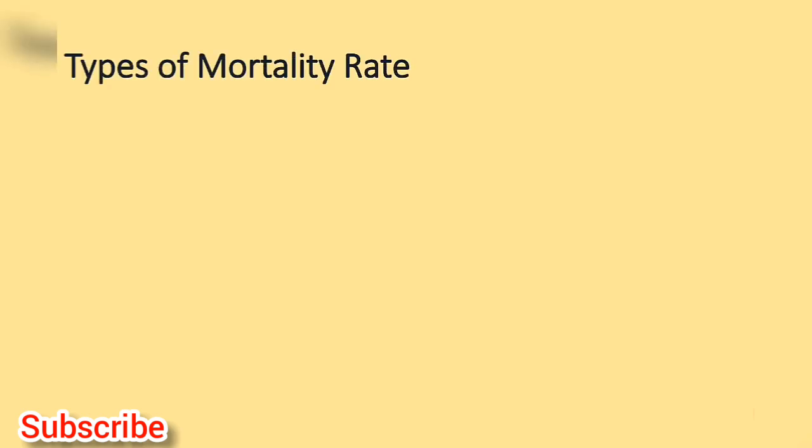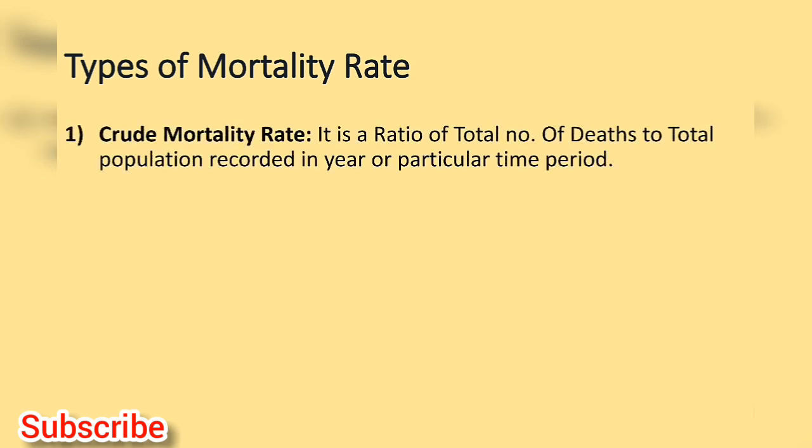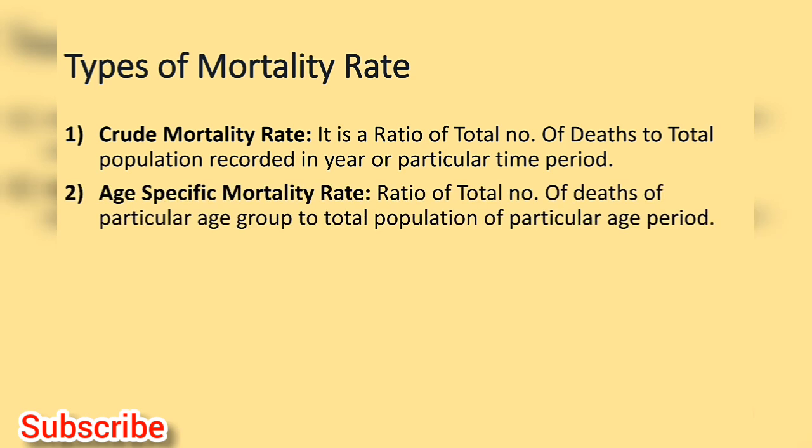Now what are the basic types of mortality rate, or we can say what are the different methods to calculate mortality rate? The first one is crude mortality rate. When I provide you data about crude mortality rate, that means it is the ratio of total number of deaths to total population recorded in a year or particular time period. So crude mortality rate is basically a ratio of total number of deaths to total population recorded in a year or particular time period in a country.